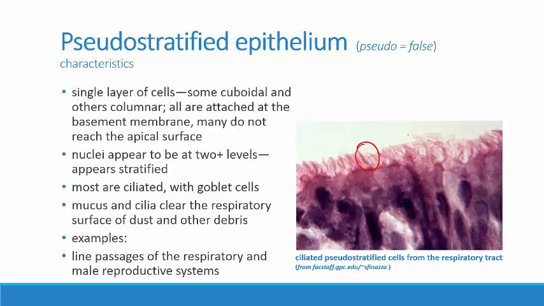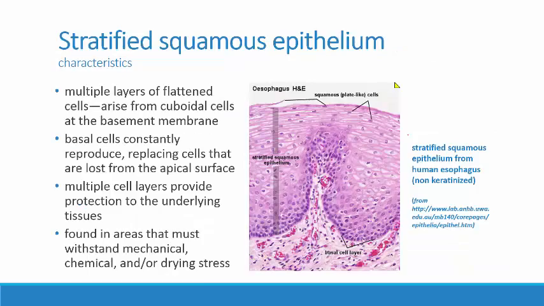Now let's take a look at the stratified epithelia. Stratified squamous epithelia are found in any area that must maintain integrity against mechanical stress or chemical stress or even drying stress. So what we're looking at in this picture is a stratified squamous epithelium from the esophagus, where we can see all the layers of cells. Down here is the basal cell layer. Here's the basement membrane. And then these are the cells.